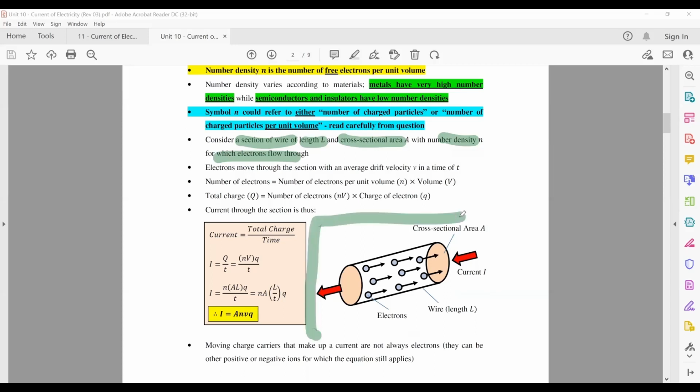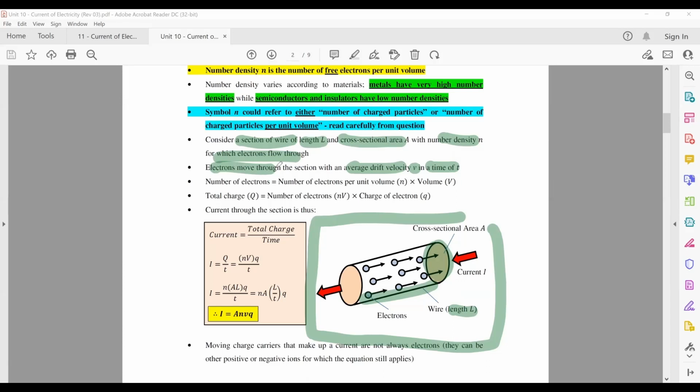This is your wire. It has a length of L and a cross-sectional area of A, and it has a certain value of number density. So what we'll say here is that when current flows, electrons will move through the section with an average drift velocity in a time of t.